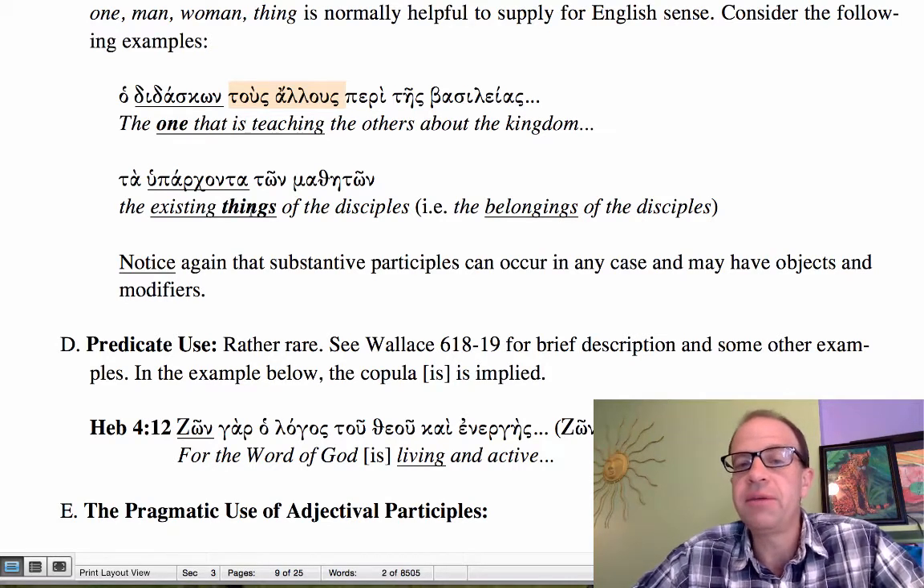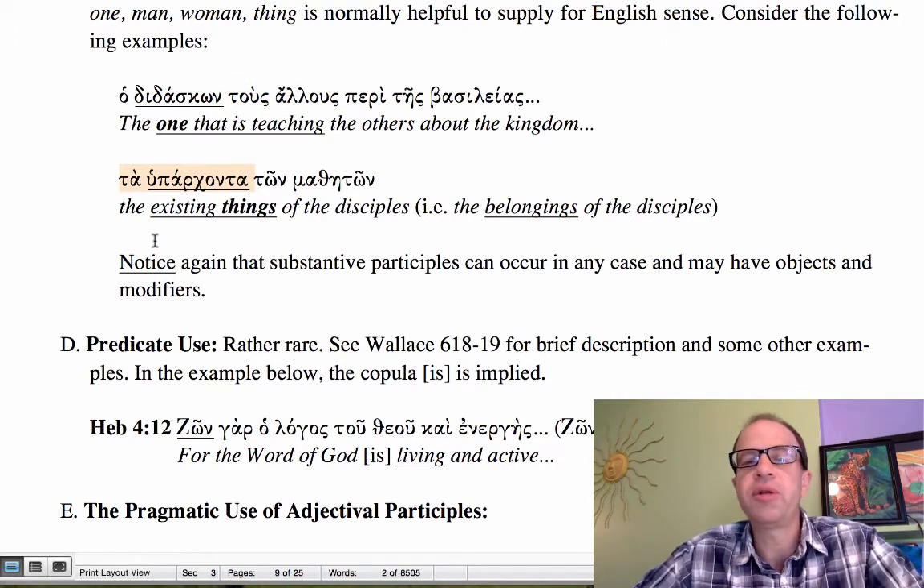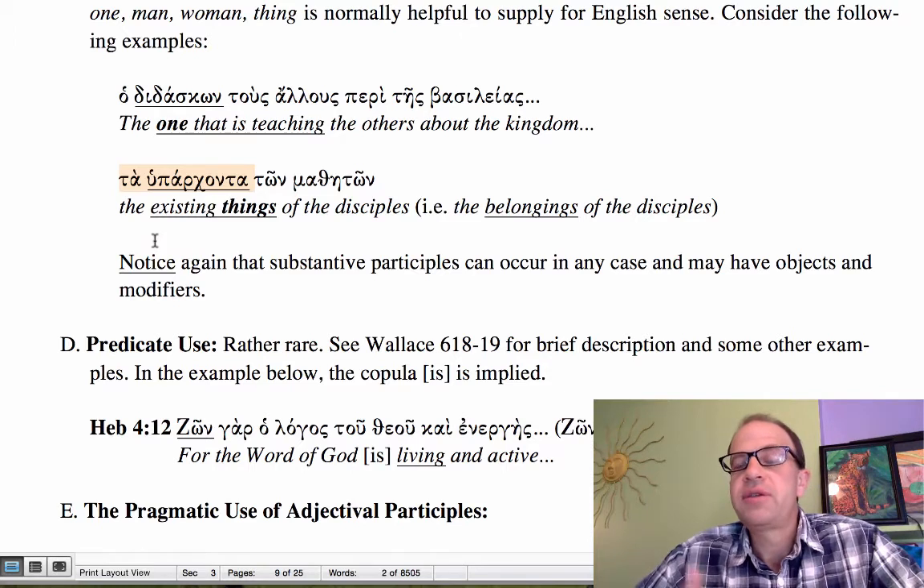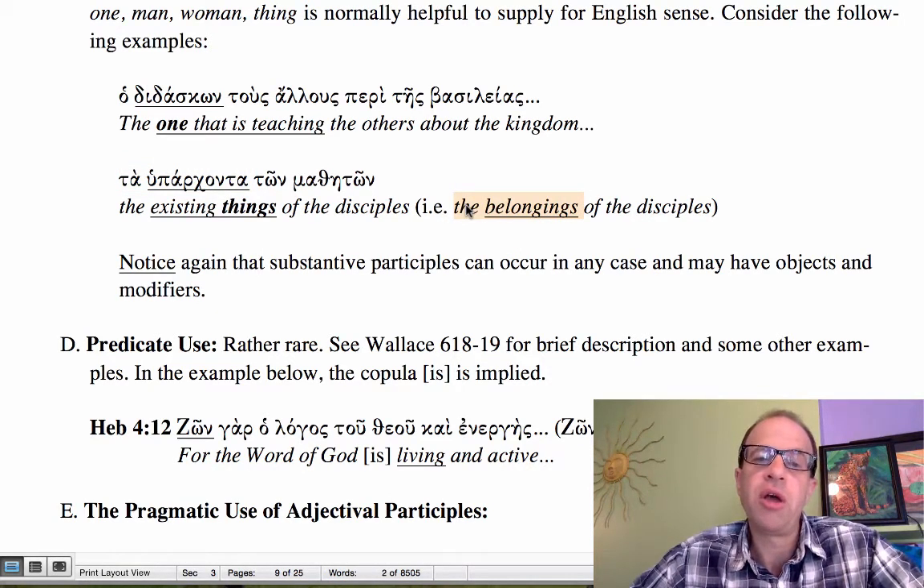peri tes basileias, about the kingdom. Here's an idiom that you'll see a lot, this participle hyparchonta, with a ta at the front, is translated the existing things, or the things, or the belongings. So literally it means the existing things, but it signifies that which belongs to people, the belongings.